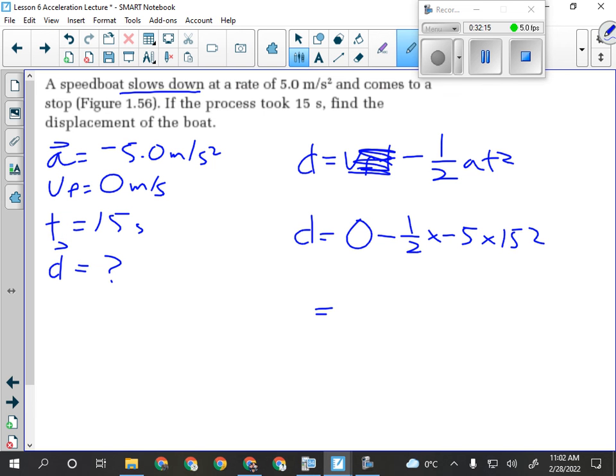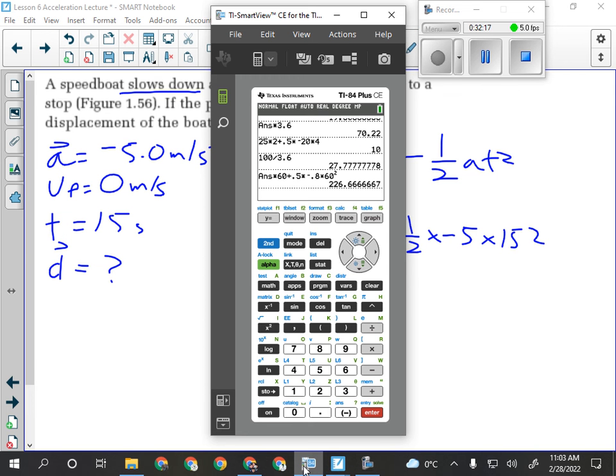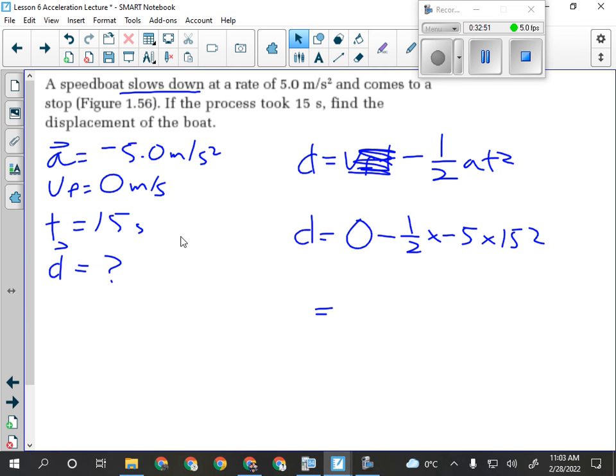All right, so we can just do it like this, negative 0.5 times negative 5 times 15 squared. We'll get 562.5. We could also do this, 0 minus 0.5 times negative 5 times 15 squared. Either way, we get the same answer, but we have to keep the negative in there in order to get the right vector. We get positive 562.5 here, no matter what we do. All right, so we're looking at 5.6 times 10 to the 2 meters as our final answer there.